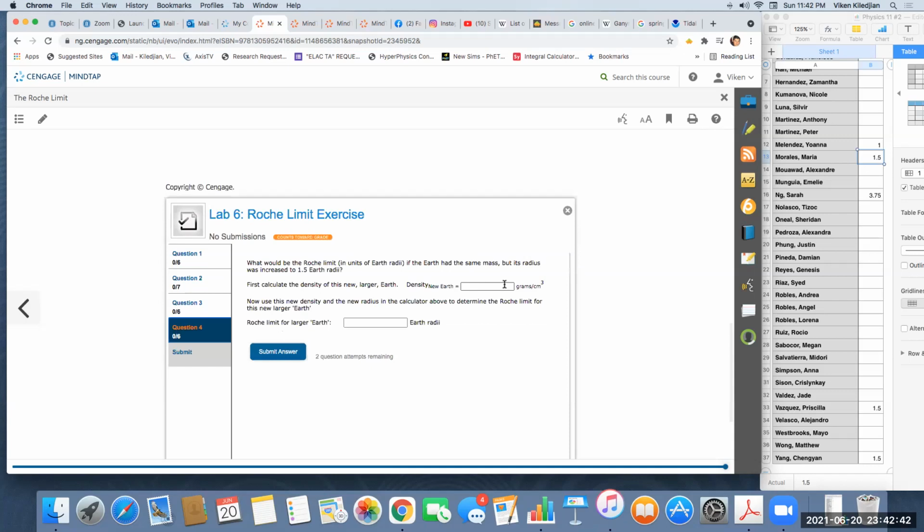Now show your work for how you're getting this. That app is not going to give you that. You're going to have to calculate the new density of the Earth, given that its mass is not changing, okay, in grams per cubic centimeter. Its radius is changing to 1.5 Earth radii. So then calculate its new radius. So show work for that.